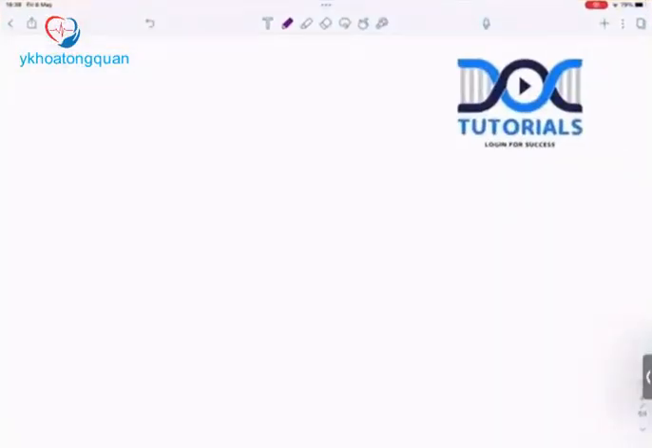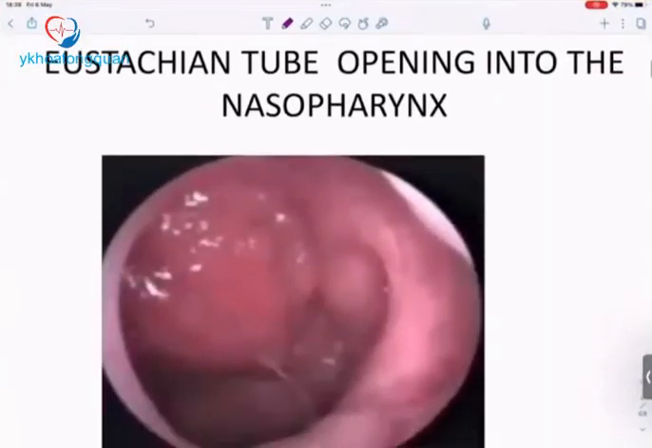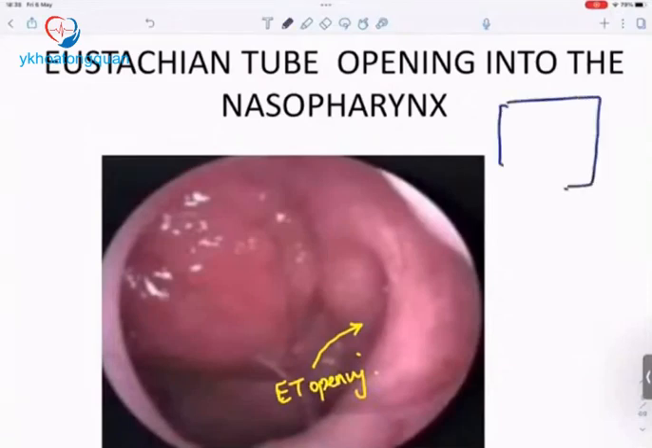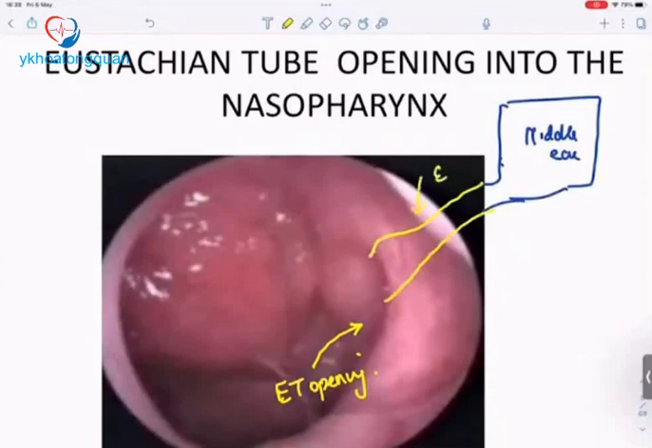Thank you very much. Now please see, this is your eustachian tube opening, the one you just saw. Now, this is the opening of eustachian tube. Now this is my middle ear. And middle ear is connected to the nasopharynx via this tube called eustachian tube.